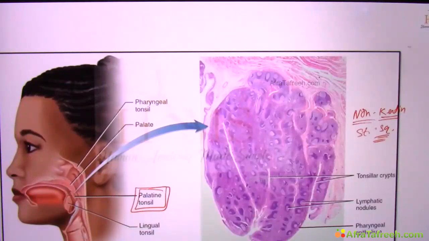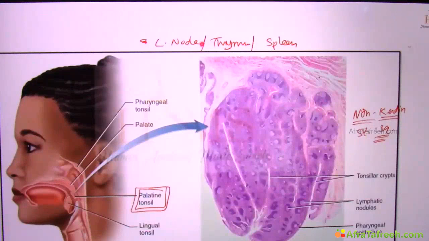Why will you not have this stratified squamous epithelium in the other structures like lymph node? No. Or the thymus? No. Or the spleen? No. So what is there in lymph node, thymus, spleen? Capsule, collagen fibers. So lymph node has capsule collagen fiber, thymus has capsule collagen fiber, spleen has capsule collagen fiber, but the tonsil is identified by epithelium, which means epithelium of this type is present only in tonsil. Yes, otherwise it might appear the same.